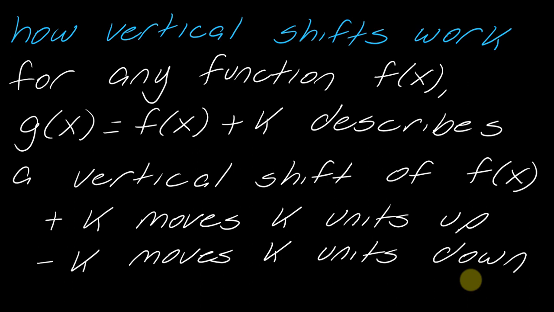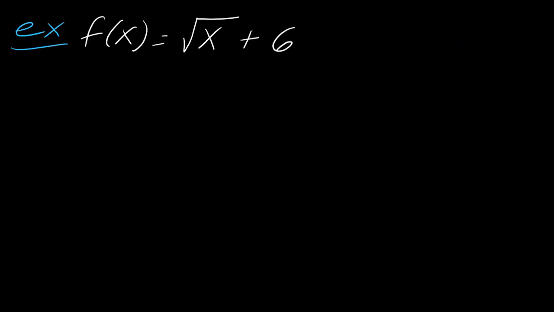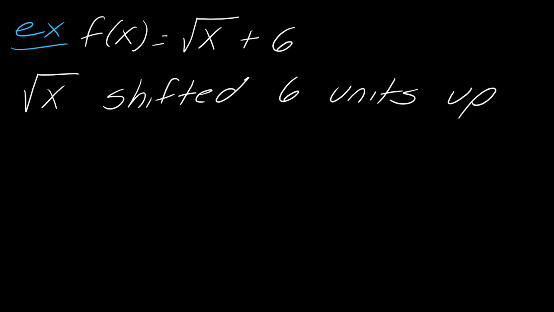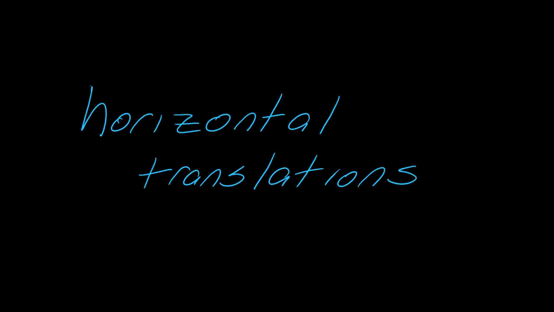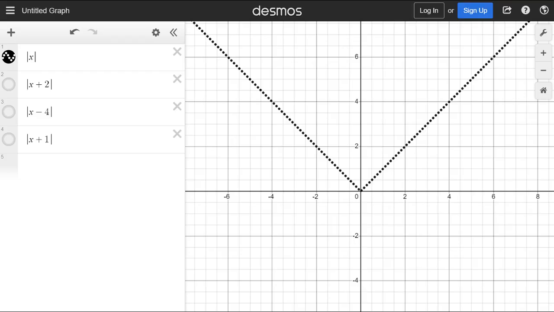All right, so just to check our understanding of this then, without graphing it, what do you think will happen if I have the square root of x plus 6? Well, this will be the graph of the square root of x shifted just 6 units up. So that's vertical translations. So now let's pivot to horizontal translations, and we're going to do the same thing.